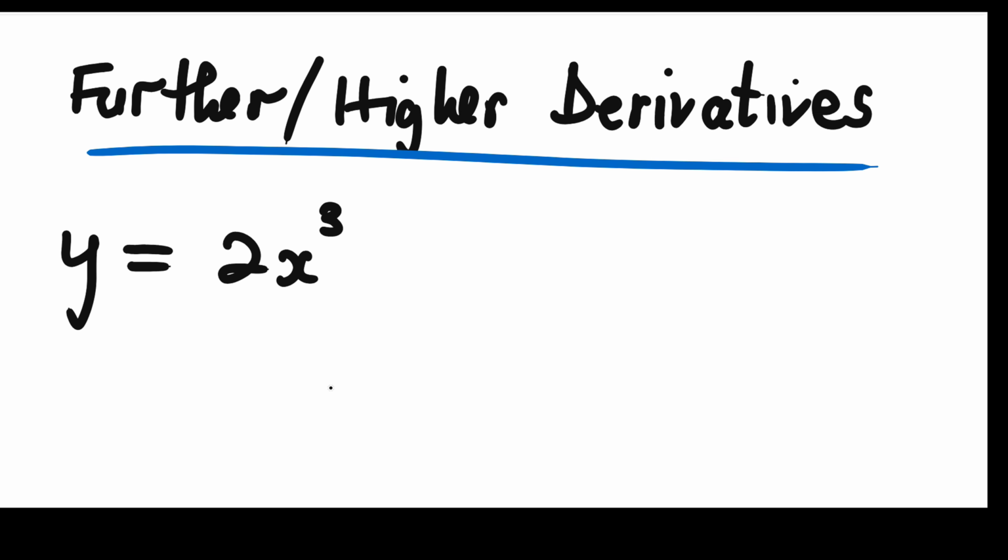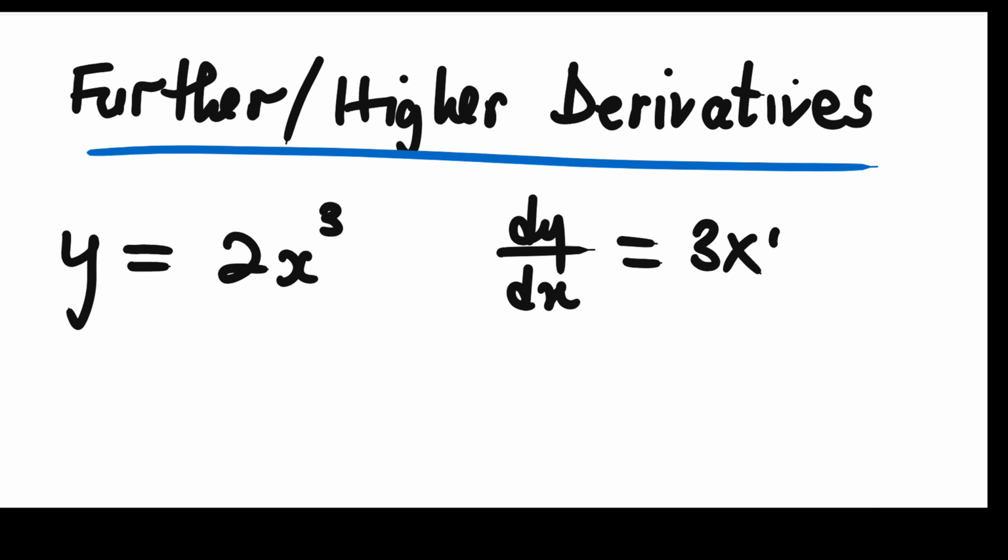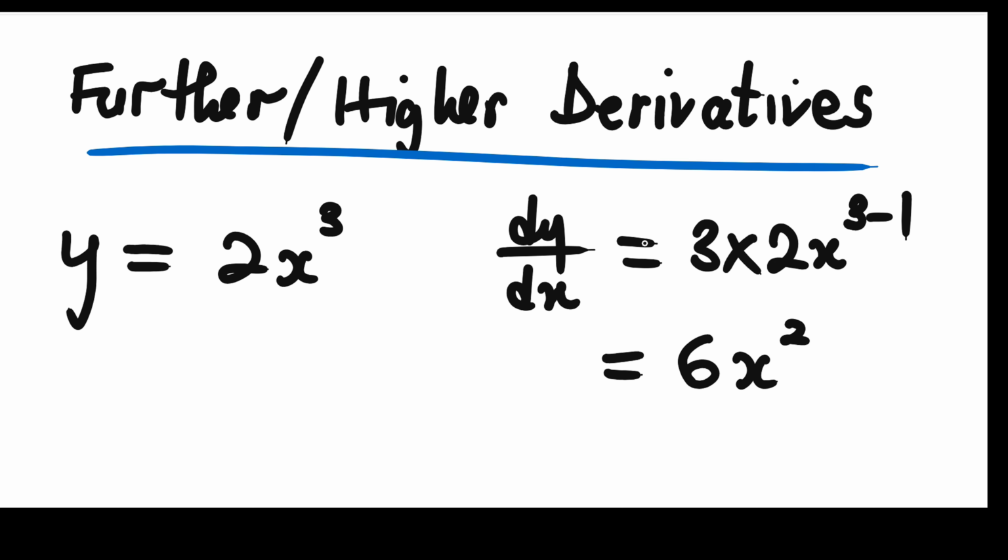You know that our dy/dx will be equal to, you bring down the power, which is 3, and the 3 will multiply the given expression, which is 2x, and you now reduce the power by 1. So it's going to be x having an exponent of 3 minus 1. And our dy/dx will be equal to 6x squared. So this becomes our dy/dx or our y prime.